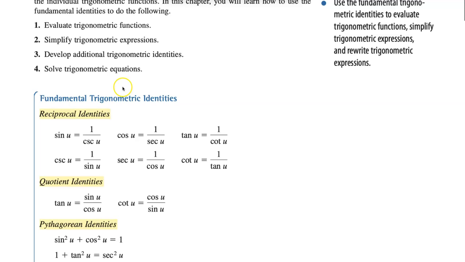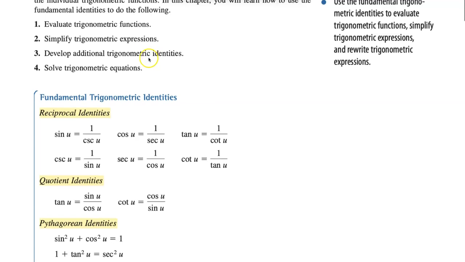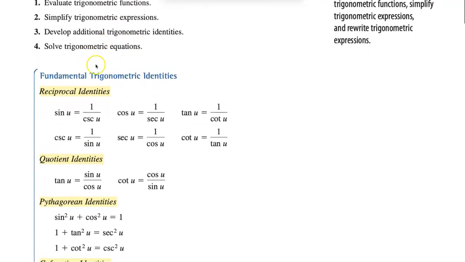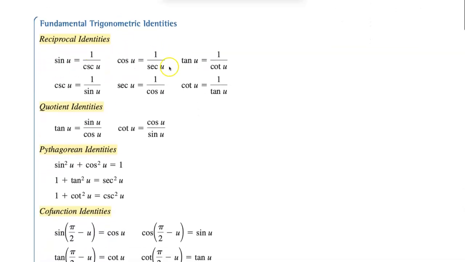And what we use them for is a lot of things in trig. We evaluate trig functions with them, so we could simplify a trig identity down. We could simplify some trig expressions. We could develop additional trig identities. And we could solve equations using trig identities to rewrite and reshape a problem. So that's why they're really important. And a lot of this stuff we just gotta memorize.